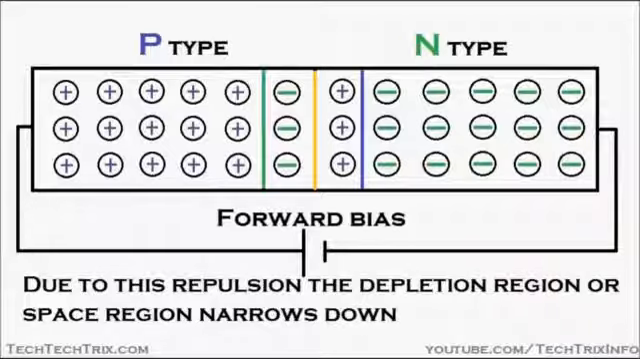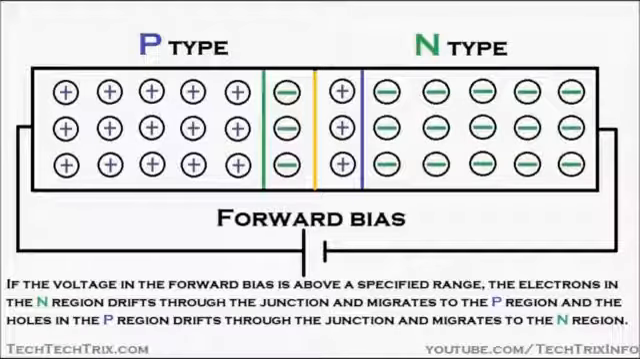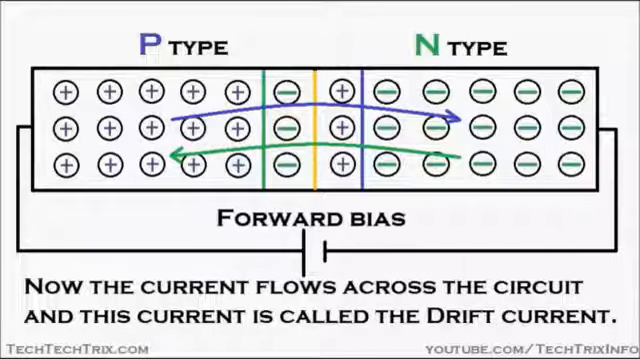Due to this repulsion, the depletion region, or the space charge region, narrows down, as you can see in the animation. If the voltage in the forward bias is above a specified range, the electrons in the n region drift through the junction and migrate to the p region, and the holes in the p region drift through the junction and migrate towards the n region, like this. You can see the electrons are drifting through the junction towards the p region, and the holes are drifting through the junction towards the n region. Now the current starts to flow across the circuit, and this current is called the drift current.